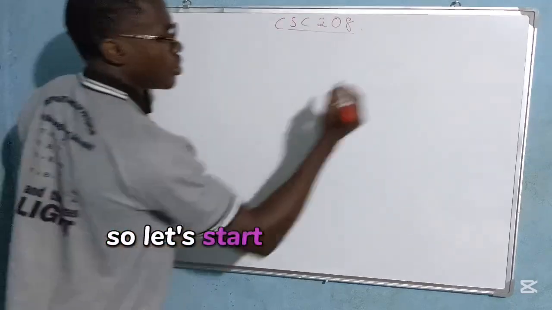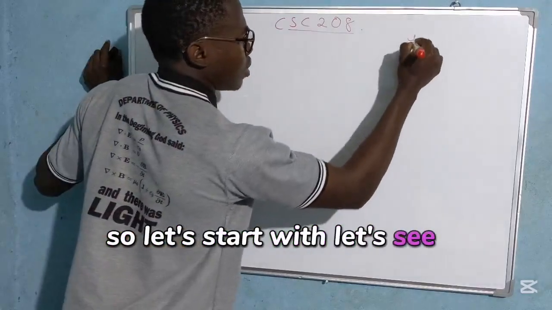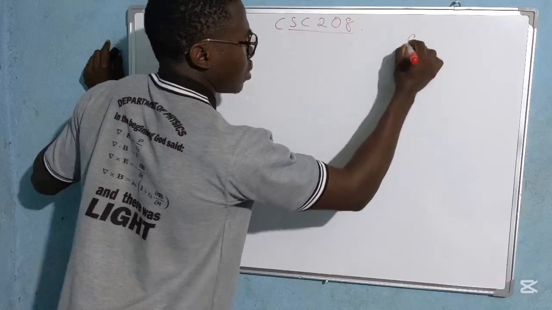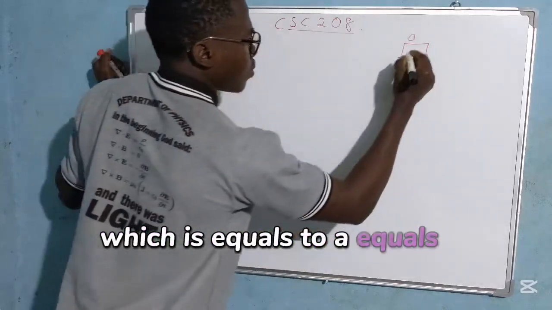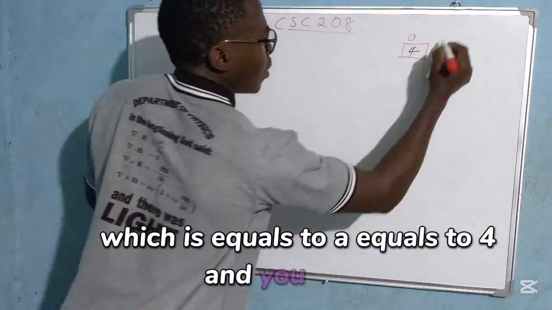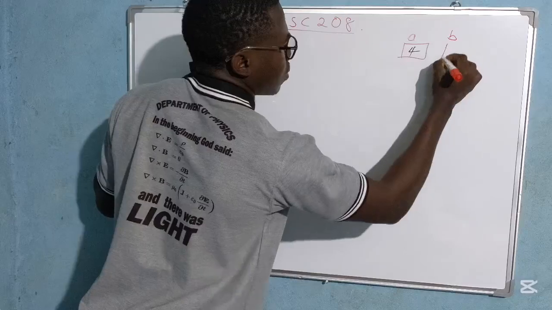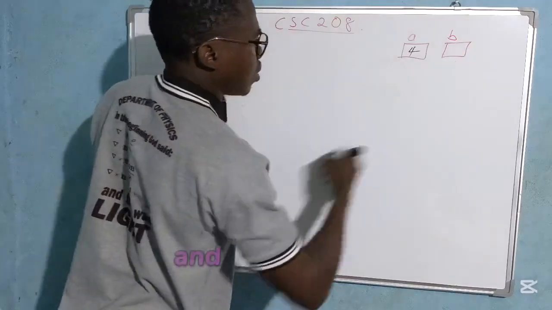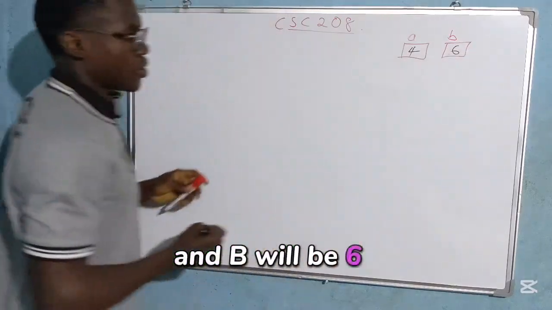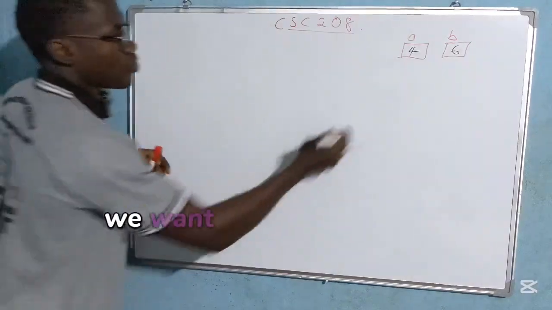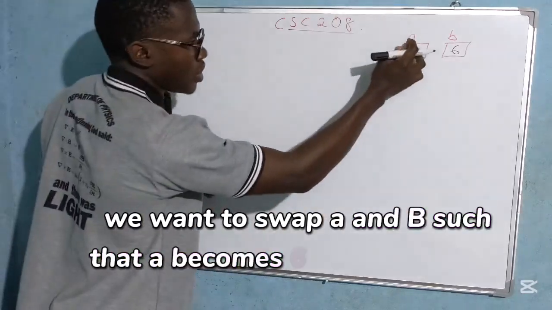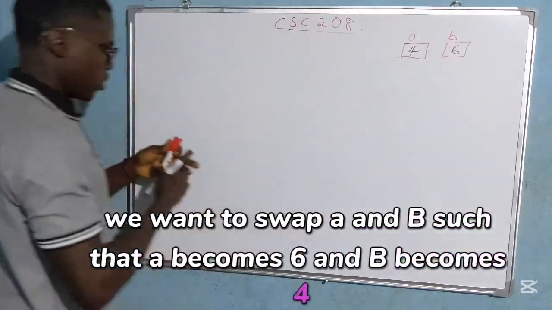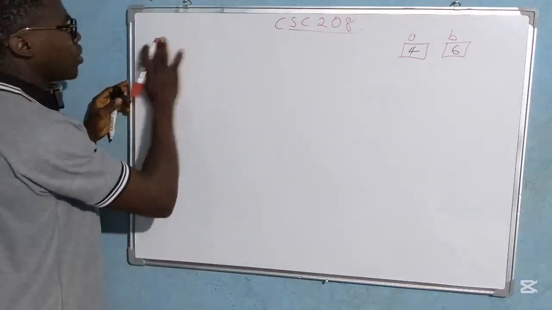So let's start with A, which equals 4, and you have B, and B will be 6. Okay. Now, what happens? We want to swap A and B such that A becomes 6 and B becomes 4. So here's the function.